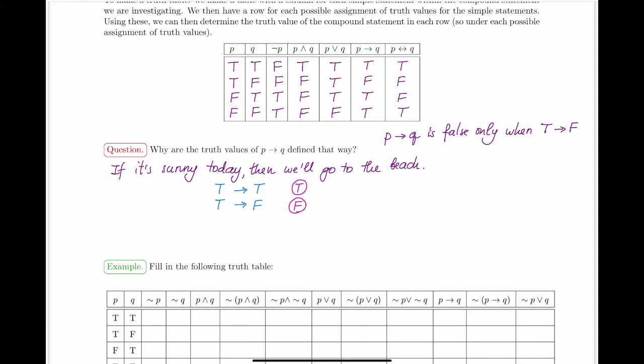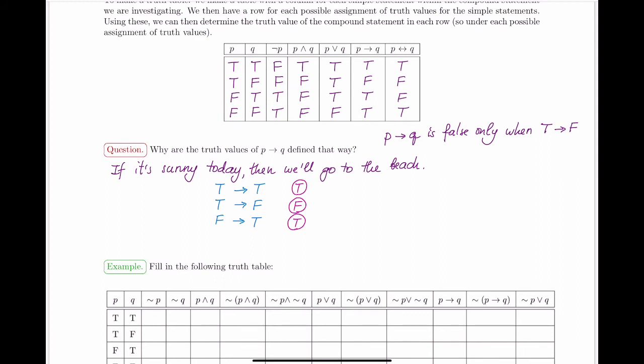The next case in the table is false implying true. So it wasn't sunny today, but we went to the beach anyway. Did I break my promise? It wasn't sunny today, so my promise didn't even apply. Plus, we made it to the beach anyway. So my promise didn't get affected, which means that my promise is, by default, still held.